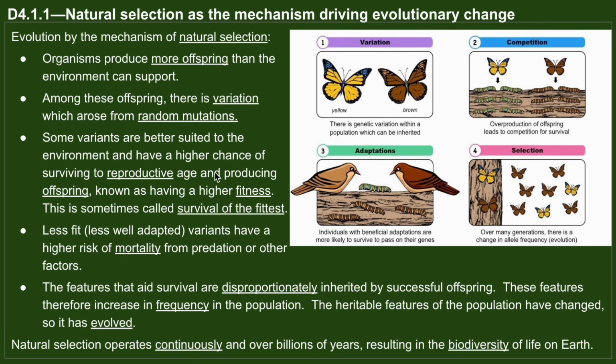Now, those less fit or less well-adapted variants have a higher risk of mortality from predation or other factors, depending on what their random mutation provides for them in terms of survival rate. The features that aid survival are disproportionately inherited by successful offspring. These features therefore increase in frequency in the population. So we can summarize that the heritable features of the population have changed, so it has evolved.